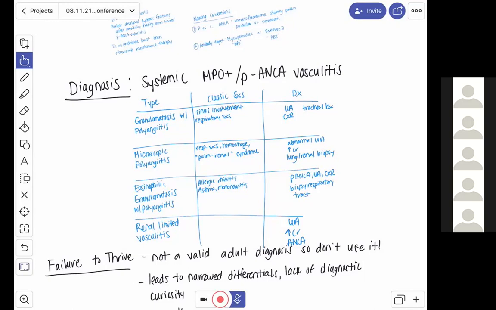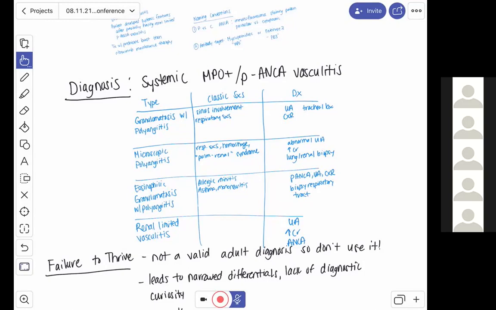Microscopic polyangiitis. They usually have respiratory symptoms that involve some sort of hemoptysis or hemorrhage. They're the classic pulmonary renal syndrome folks. Again, their UA will be abnormal, their creatinine will be abnormal, and you can get either a kidney or a lung biopsy to confirm that diagnosis.